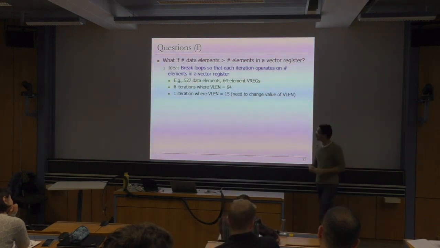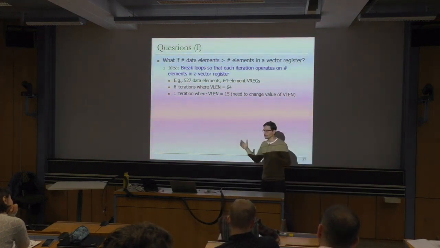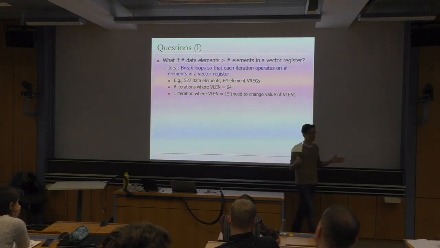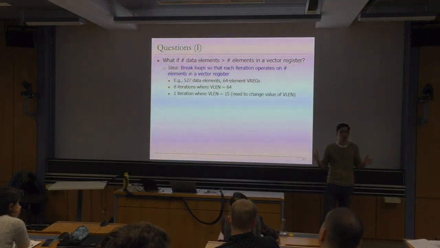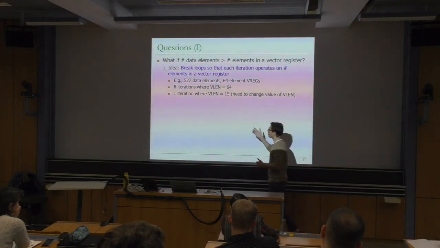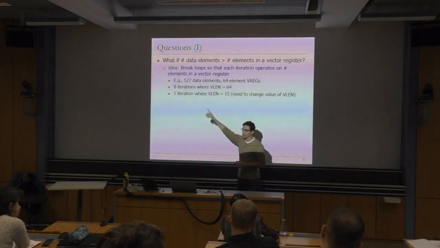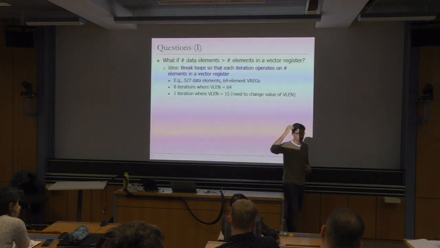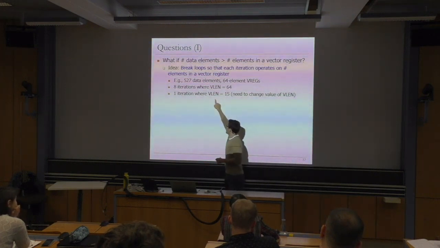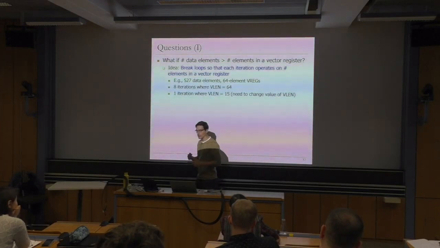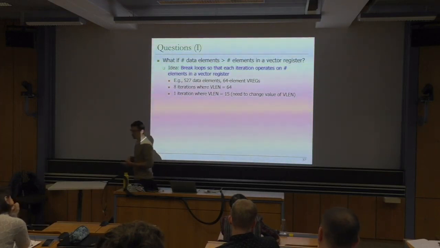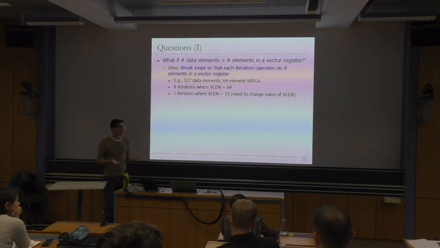8 iterations where the vector length is 64. After the 8 iterations, we could have operated on 512 elements. But then we have 15 more elements, because we have 527 in total. So what we need to do is change the content of the vector length register to 15 and then operate on the 15 elements.